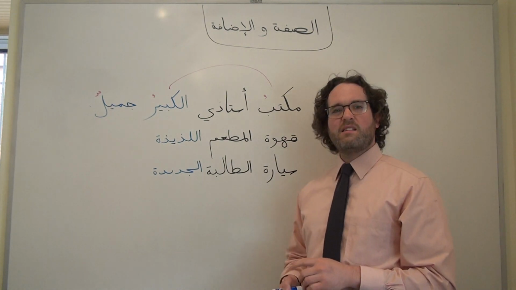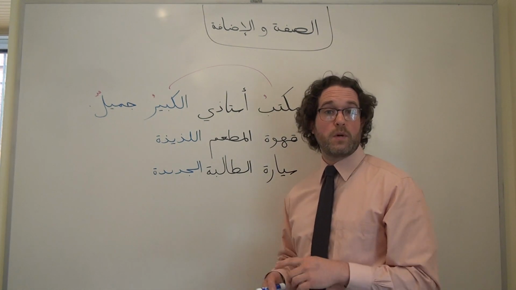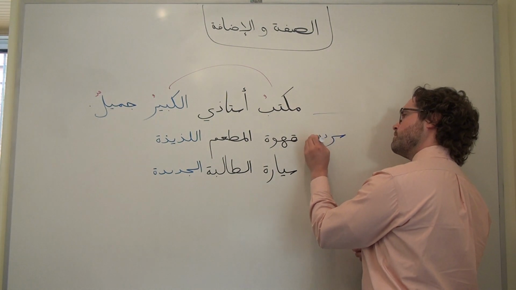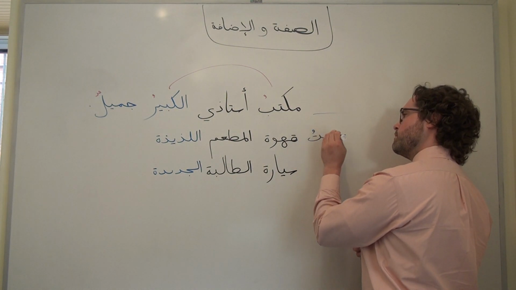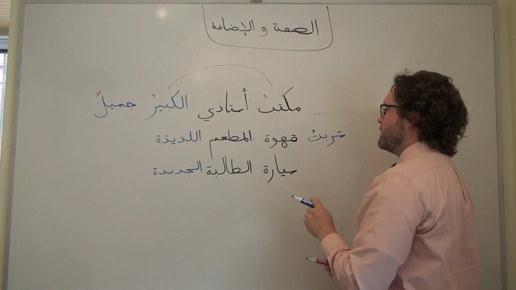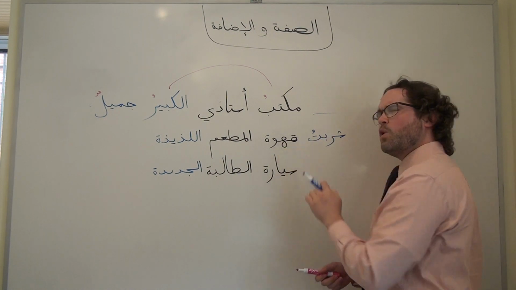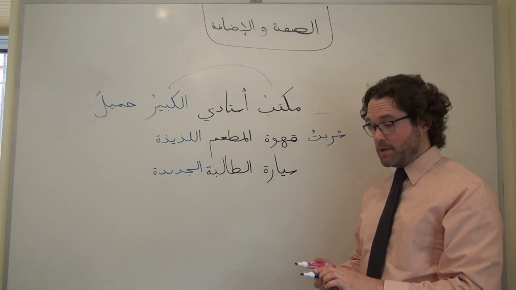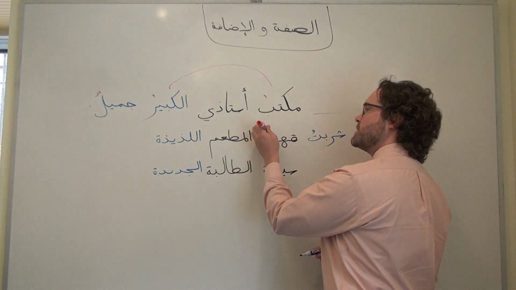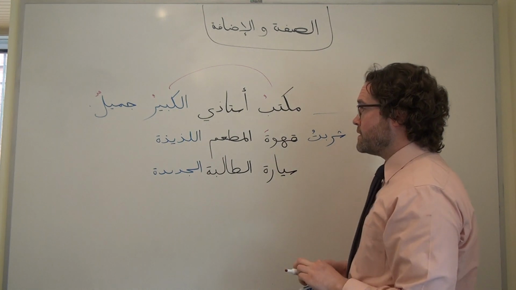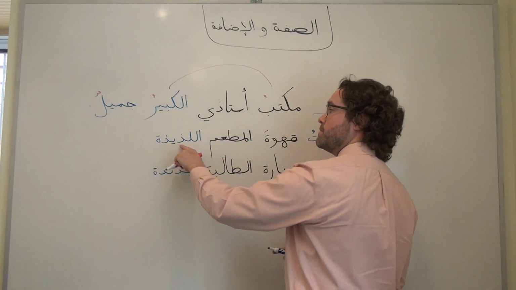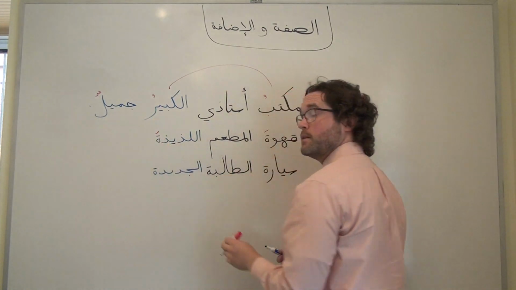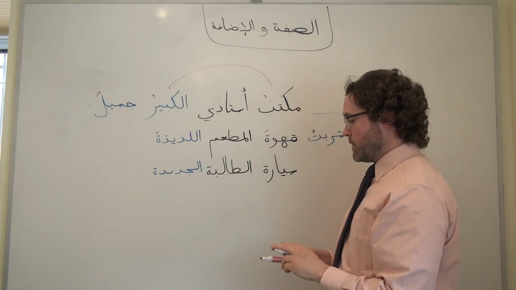If I wanted to say that I drank the restaurant's delicious coffee, I could add that verb here, and then qahwa becomes the object of that verb. It's mansoob, which means it's going to have a fatha instead, which means that ladida, because it's describing qahwa, also needs to be mansoob with a kasra.